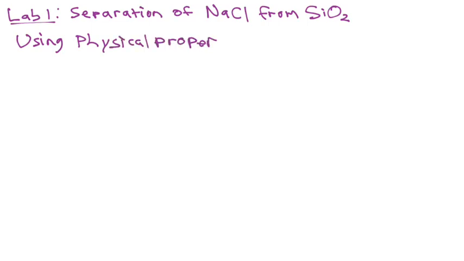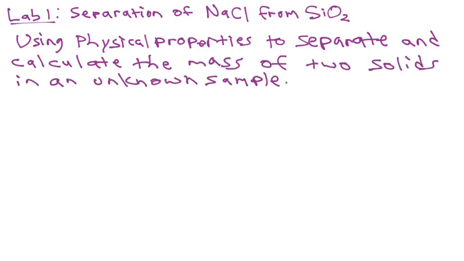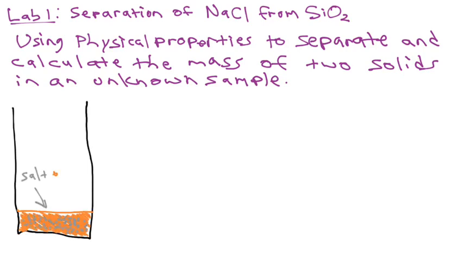So, the purpose of this experiment is to use the physical properties to separate and calculate the mass of two solids in an unknown sample. So the two solids are going to be salt and sand. They're going to be combined together in an unknown combination. So you're going to have more of one, more of the other. Maybe they might be equal. We're not sure yet. Okay?